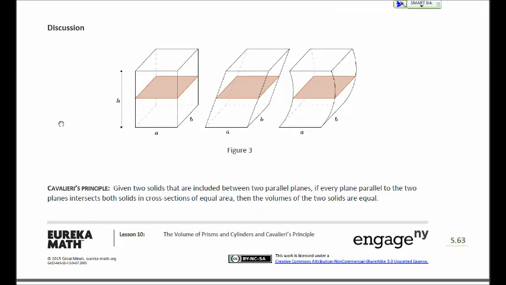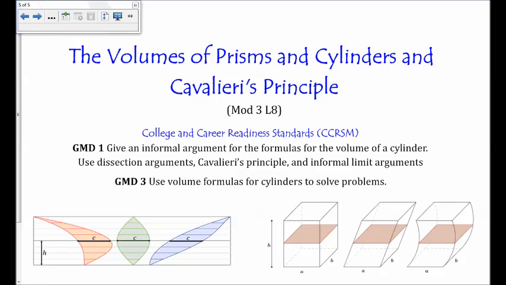And down here we have Cavalieri's principle. Given two solids that are included between two parallel planes, if every plane parallel to the two planes intersects both solids in cross sections of equal area, then the volumes of the two solids are equal. That's the idea we've been talking about in this entire video. Okay, so this video is about the volumes of prisms and cylinders.